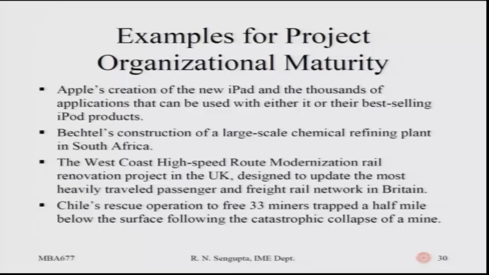The third example can be the West Coast High Speed Route Modernization Rail and renovation project in the UK, designed to update the most heavily travelled passenger and freight network in Britain. Or, for example, it could be the implementation of different rail routes in India. The government of India's main aim would basically be to have safety and security and try to utilize railways as the best mode of transportation.